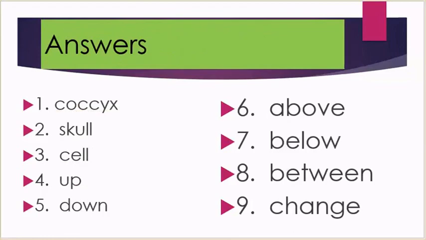Answers. Number 1 is coccyx. Number 2 is skull. Number 3 is cell. Number 4 is up. Number 5 is down. Number 6 is above. Number 7 is below. Number 8 is between. Number 9 is change.